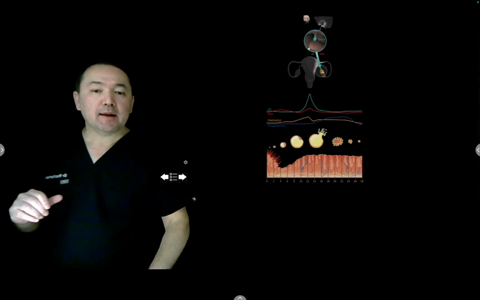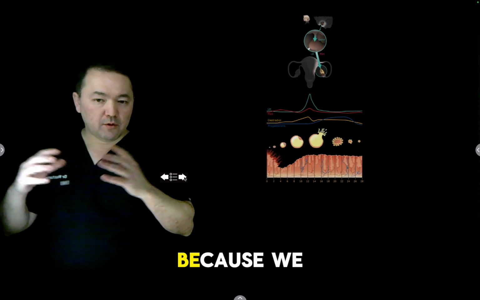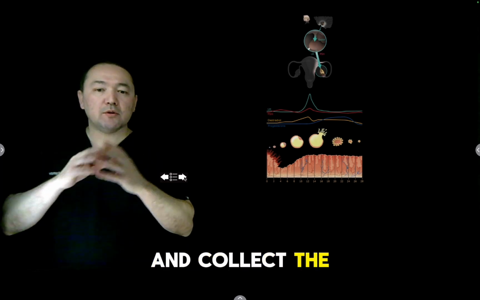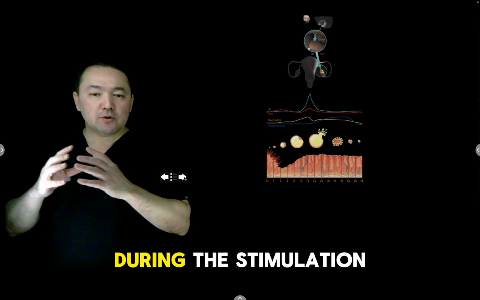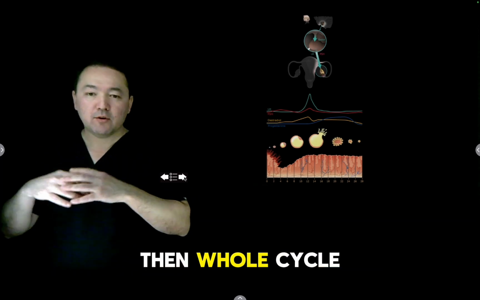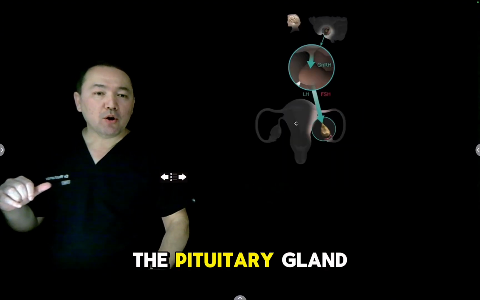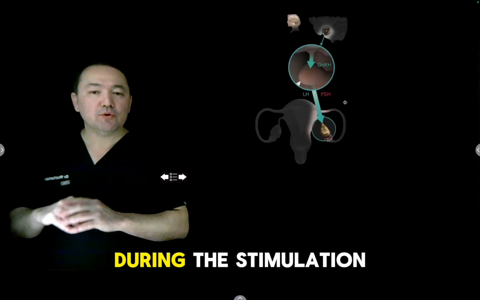In an IVF cycle, we don't want this to happen while your follicles are developing, because we want to go and collect the eggs. During stimulation, if you have ovulation, if you have an LH surge, then the whole cycle needs to be cancelled. That's why we need to block the pituitary gland during the stimulation.